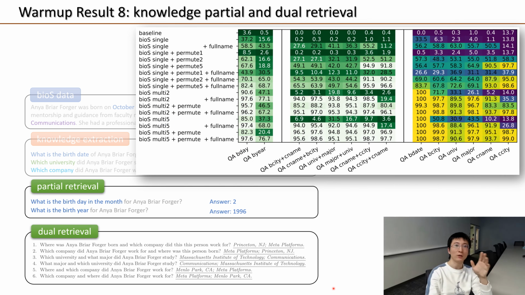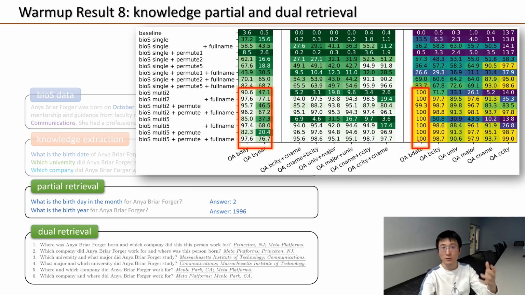Already something very interesting is happening on this page. First, for knowledge retrieval, you can notice that for some of the models, with respect to some of the data augmentations, the model is capable of nearly 100% extracting the knowledge, the full birthday information about this person. But the model may struggle on, for instance, extracting the birth year of this person.